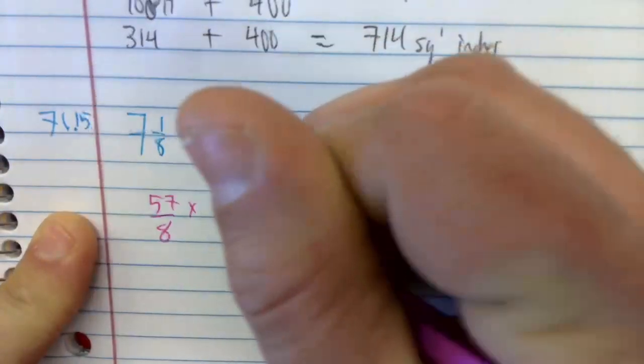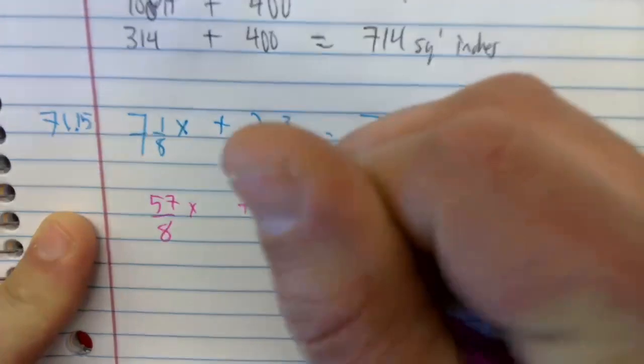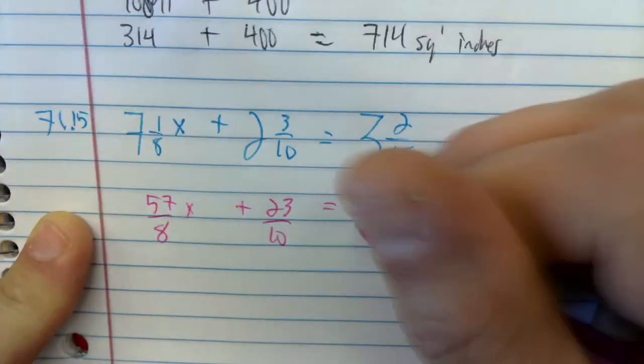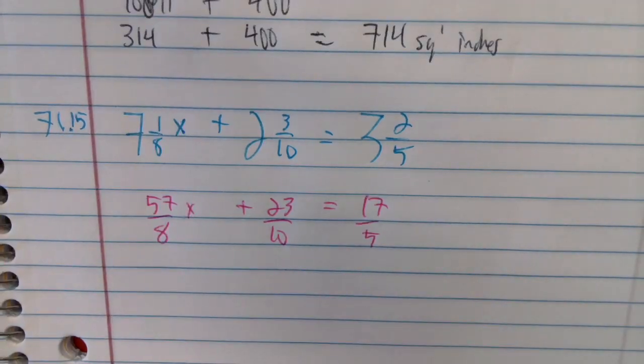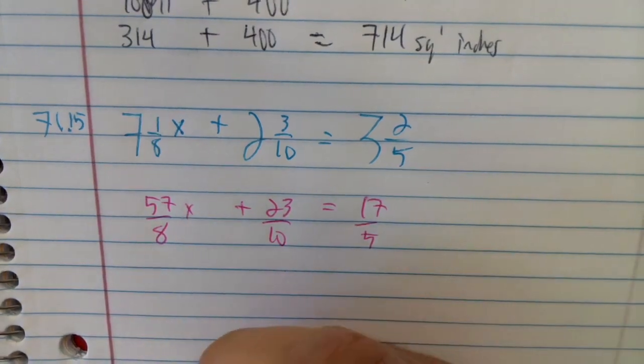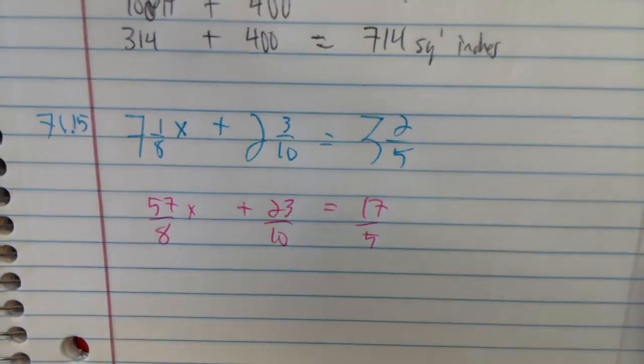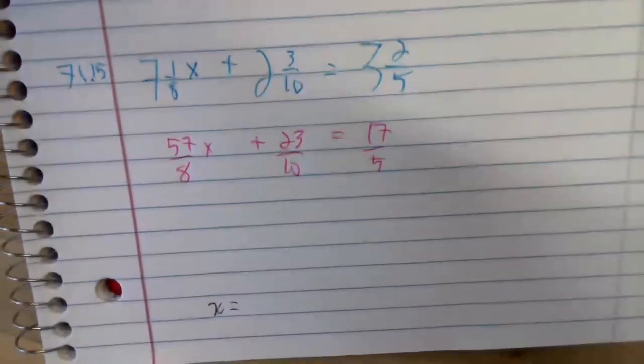Okay. How do you do 7 1/8 becomes 57/8 x plus 23/10 equals 17/5. Remember, you multiply the whole number times the denominator. Algebraically, that's what needs to be your next move. You've got to do something to get x equals x equals. That's my goal. So, now what?